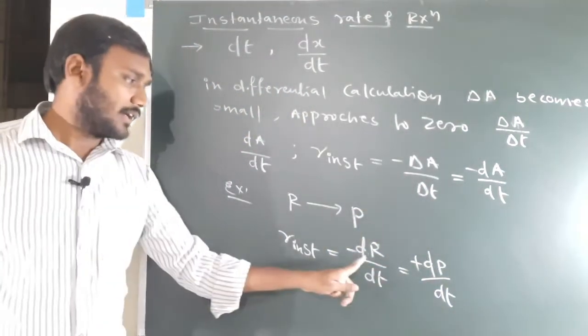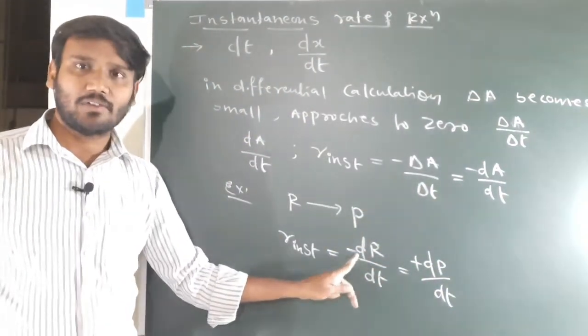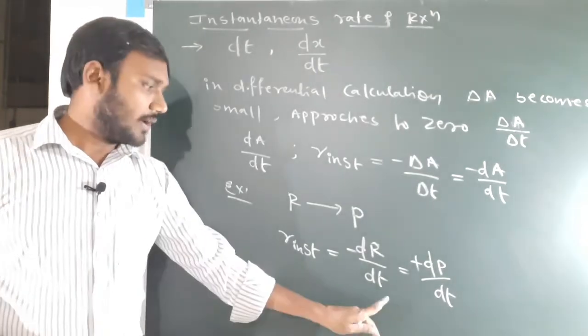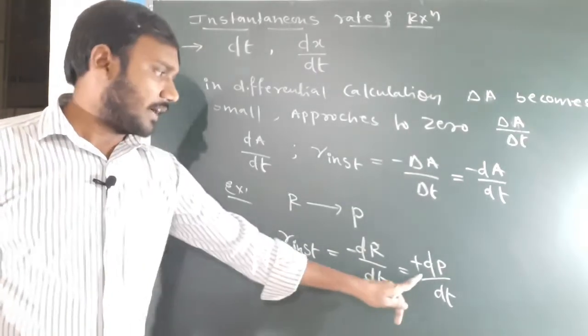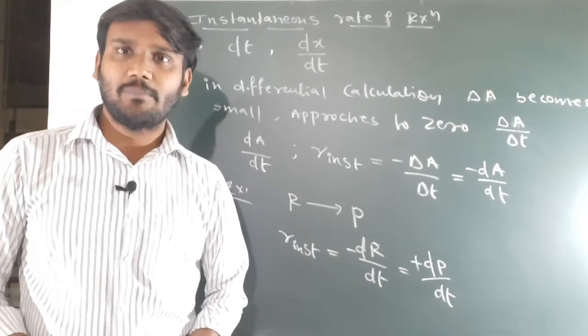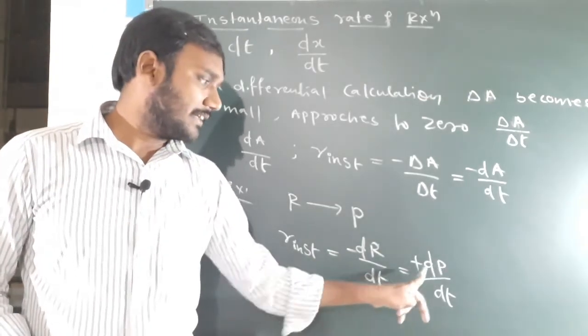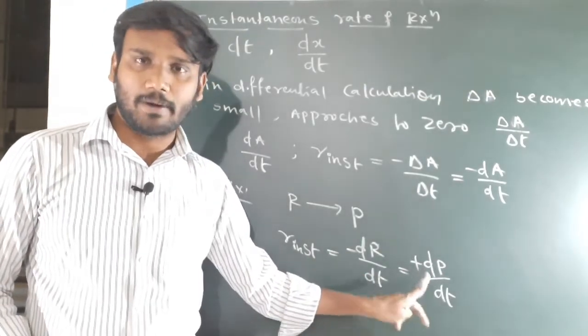That means decreasing the concentration of the reactant, so you always show the symbol with minus, by the particular time it is taking. Next, plus dp by dt, nothing but the increasing concentration of the product, so you show the symbol with plus and dt.